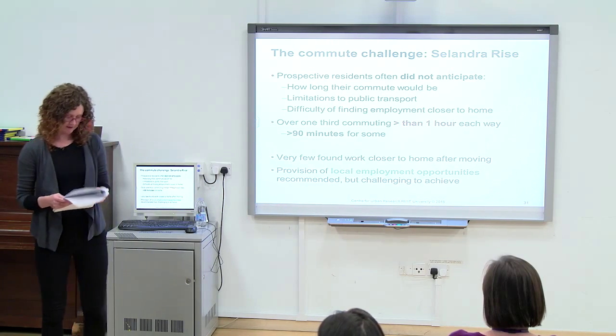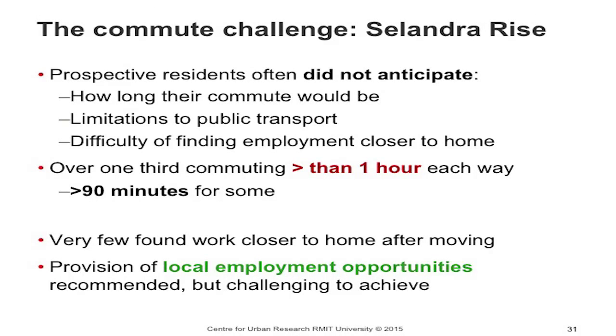So prospective Saloundra Rise residents often didn't anticipate how long their commute would be, the limitations to public transport and the difficulty of finding local employment close to home. Over 1/3 were commuting more than an hour each way, and some of them were regularly commuting 90 minutes each way. Very few found work closer to home when they moved, despite looking. And we recognise that although the provision of local employment opportunities is recommended, and that was also one of the aims of the demonstration project, it's incredibly difficult to achieve in practice.